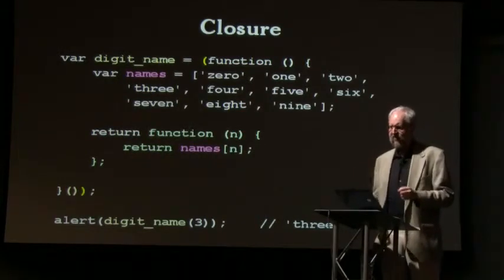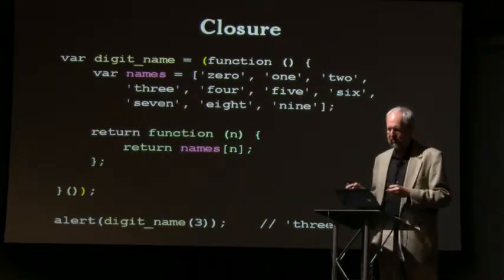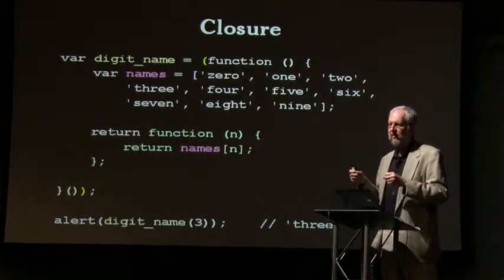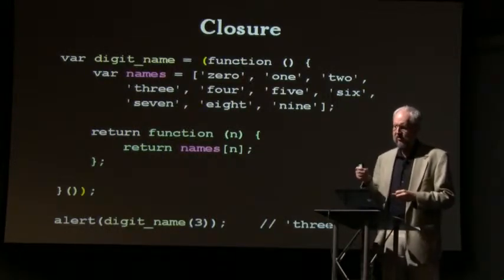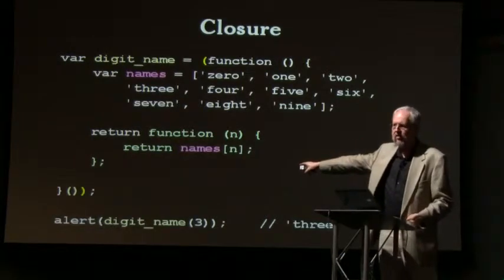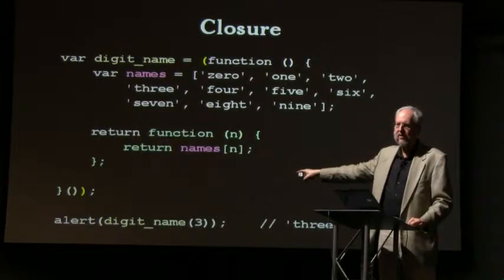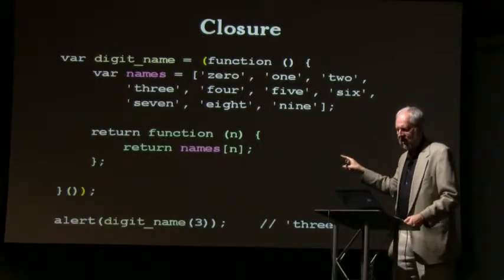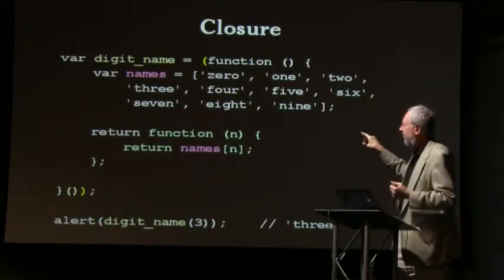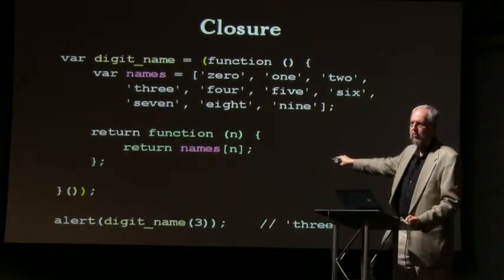Now I have a function, and it has a private names variable, and it returns a function. The function it returns is assigned to digitName. The important thing is, notice at the bottom, we're invoking the function now. We're invoking the function immediately. So what I'm storing in digitName is not the whole function. It is the function that it returns. Okay? This is really important.